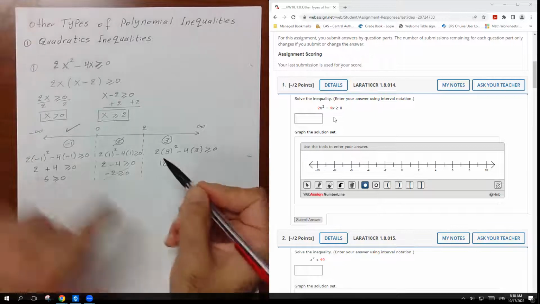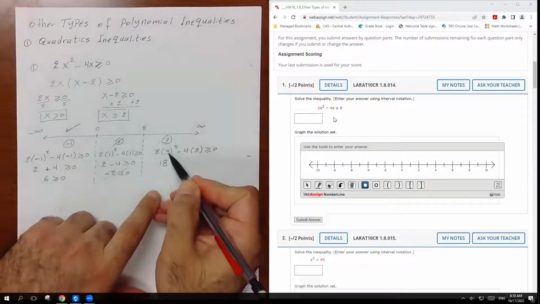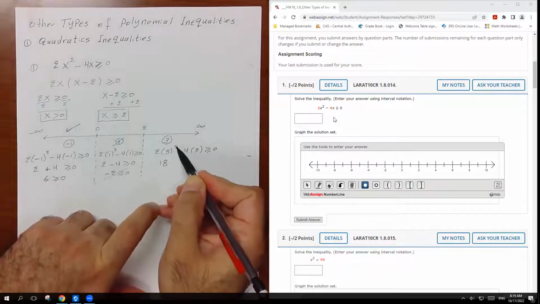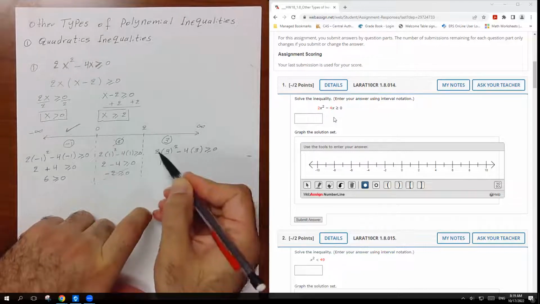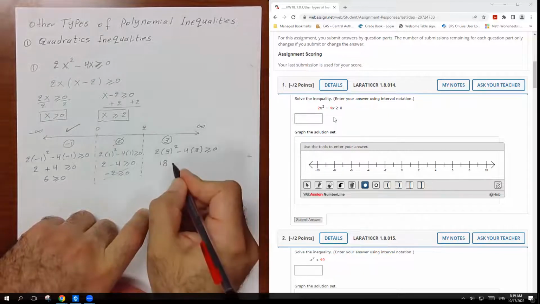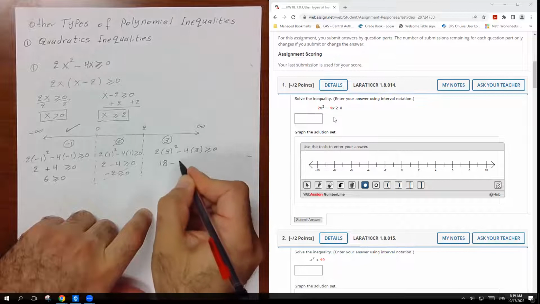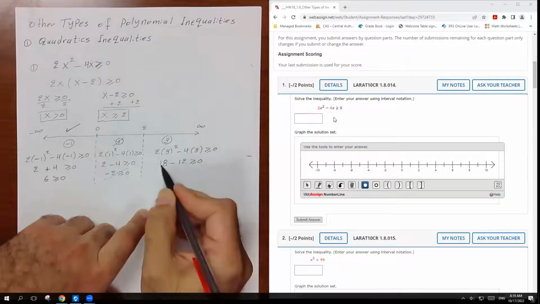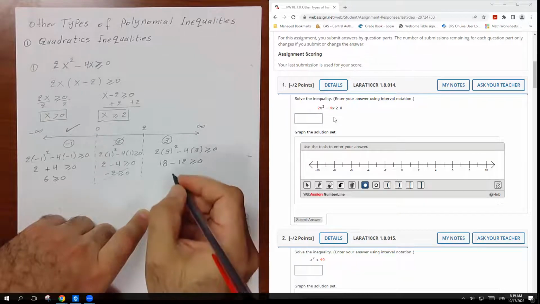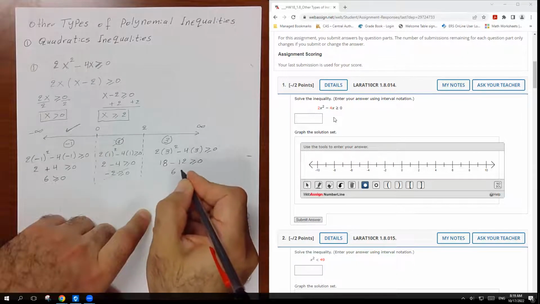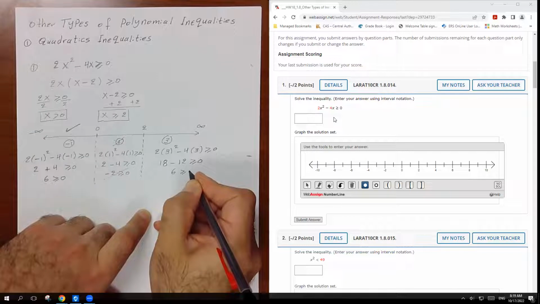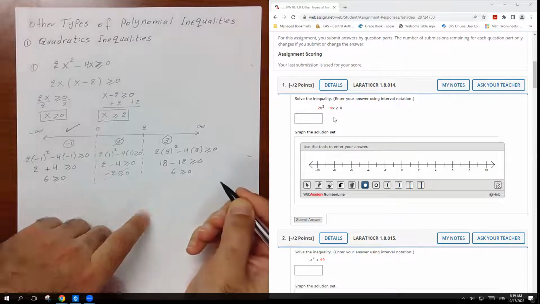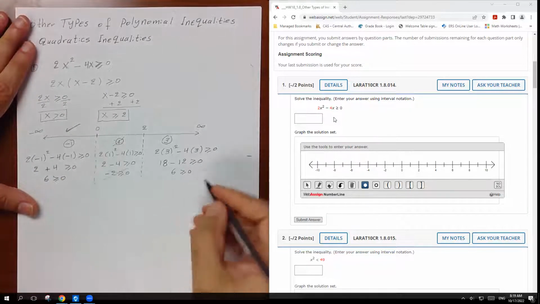Be careful. Do not multiply 2 times 3, then square. It's going to be wrong. Square the number, then multiply the result by 2. Minus 4 times 3 is going to be 12. Is that greater than or equal to 0? 18 minus 12 is going to be 6, which is greater than or equal to 0. That means this one is right.